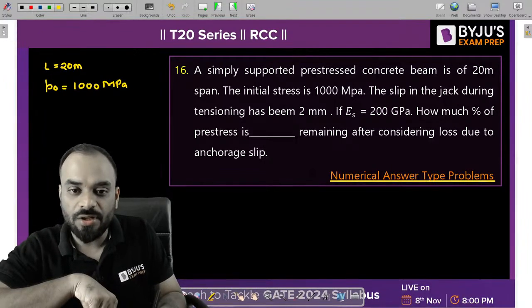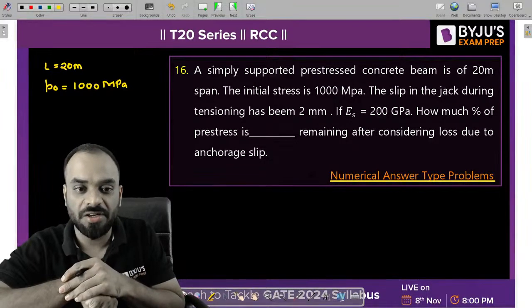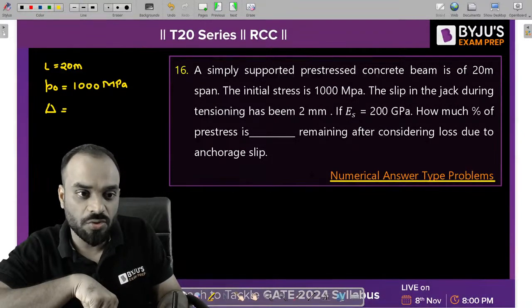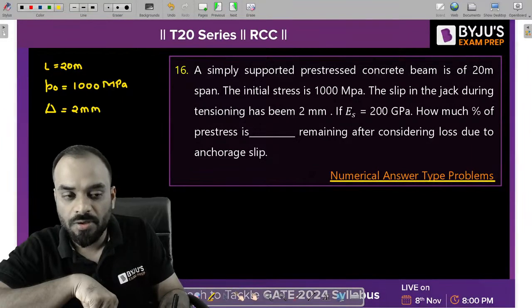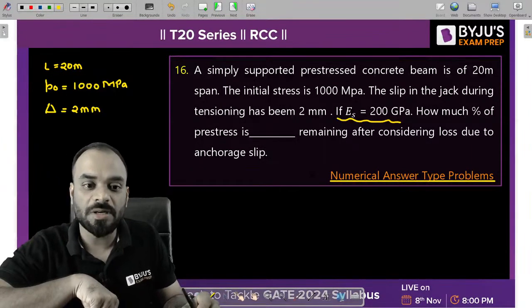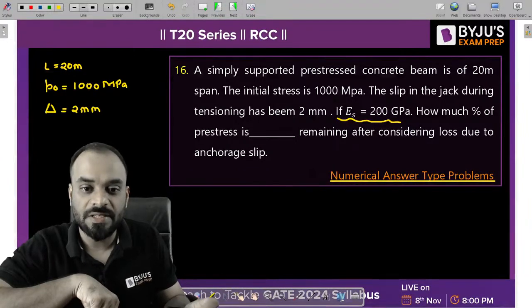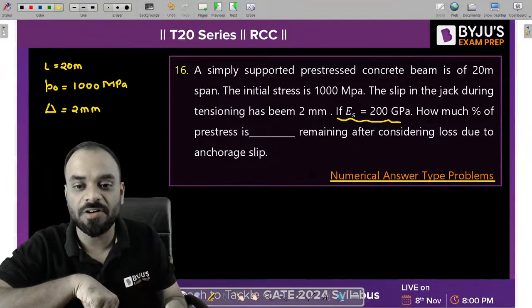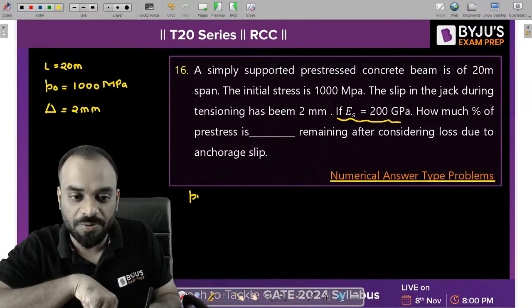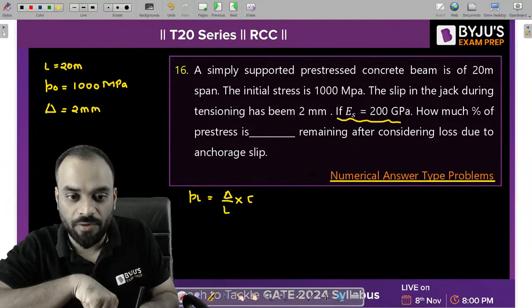Now the slip will occur in the jack during the tensioning process and it is 2 mm basically, right? That means delta is equal to how much? It is 2 mm. Now ES is equal to 200 gigapascal. Then how much percentage of pre-stress is remaining after considering the loss? So first you need to calculate the amount of loss of pre-stress. So that is basically del by L multiplied by ES.